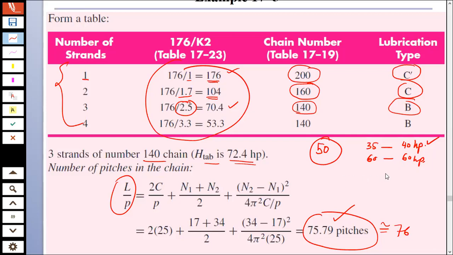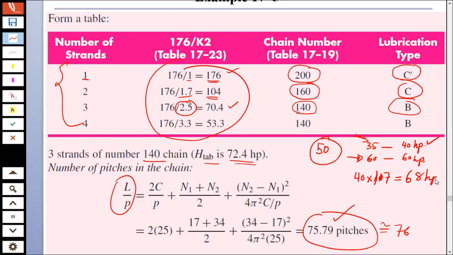What are your options? Not only 60. What if you use two strands? This is a single strand of 60, but you can use two strands of 35. So for two strands, what is the ratio you have? It is 40 multiplied by 1.7, because K2 is 1.7. So how much will it be? 40 multiplied by 1.7 is going to give us 68 horsepower.